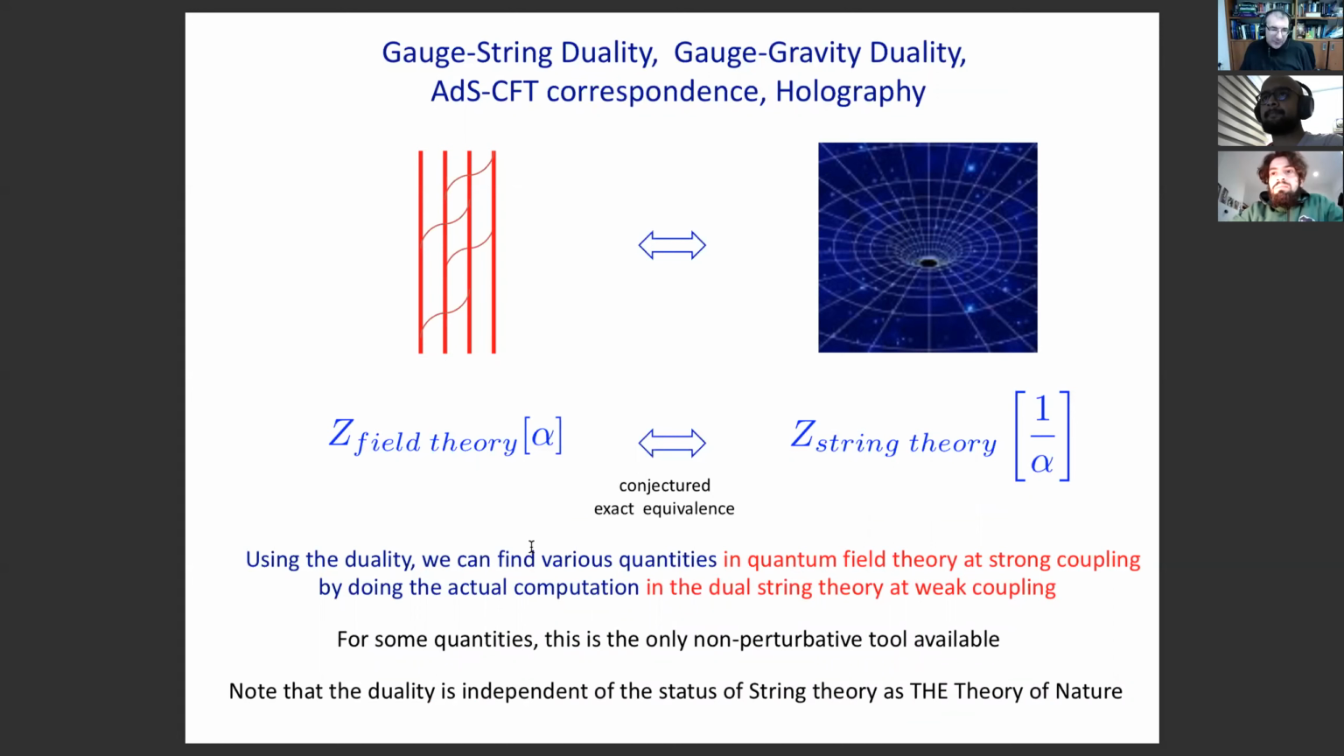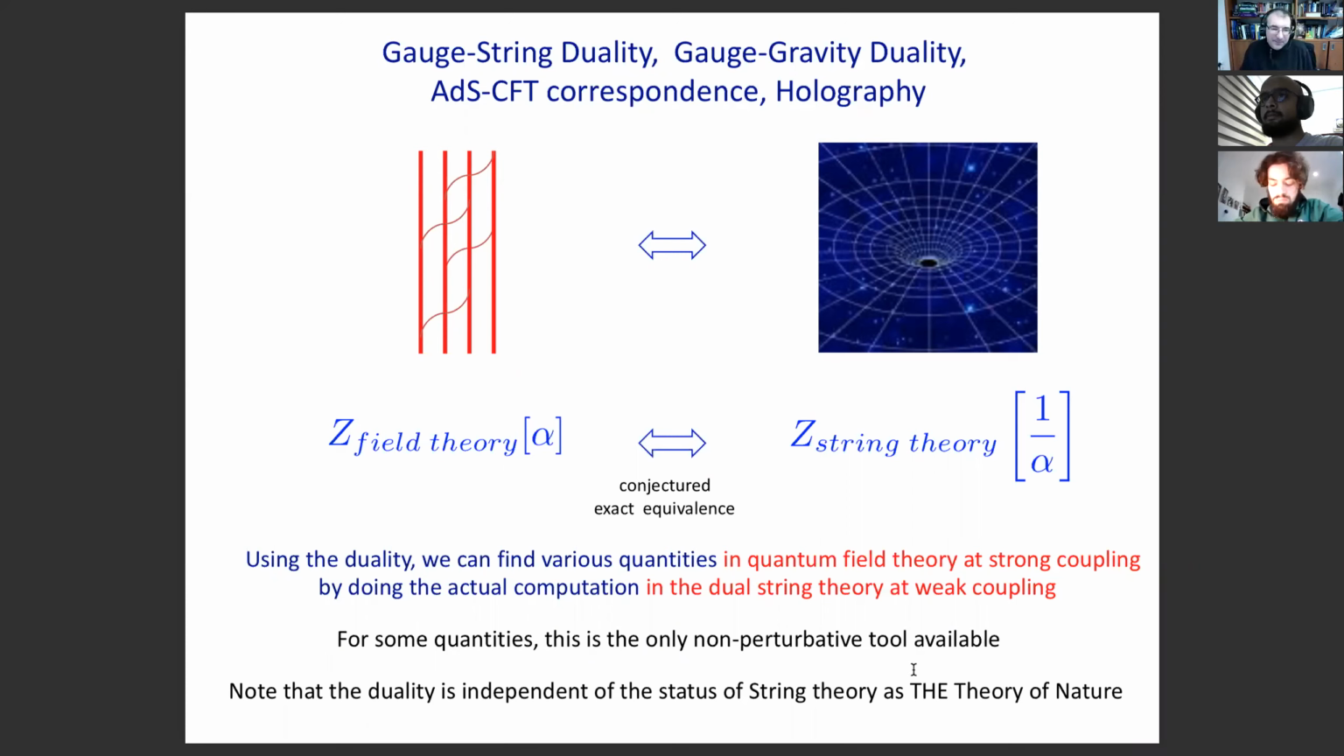Now, using this duality, we can find various quantities in quantum field theory at strong coupling, by doing the actual computation in the dual string theory at weak coupling. By doing this perturbative calculation on the right-hand side of the rabbit-to-duck language, and for some quantities, this is the only non-perturbative tool in physics we have available at this time. For example, if you want to compute transport coefficients such as viscosities, there is no way you can put it on a lattice in QCD because these are real-time processes, you cannot compute them.